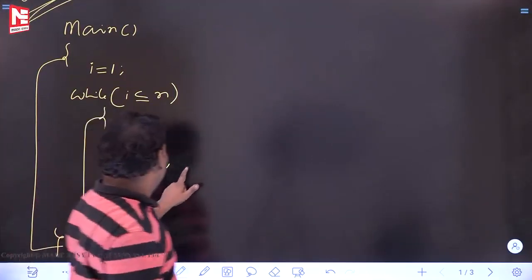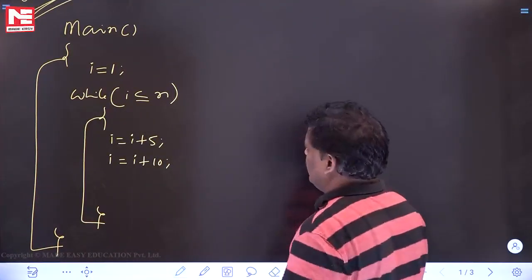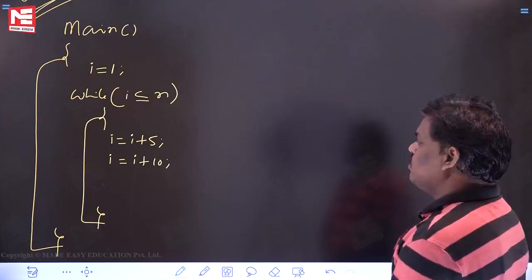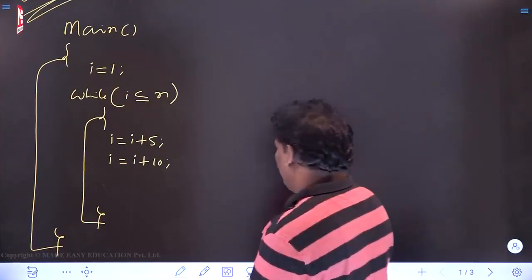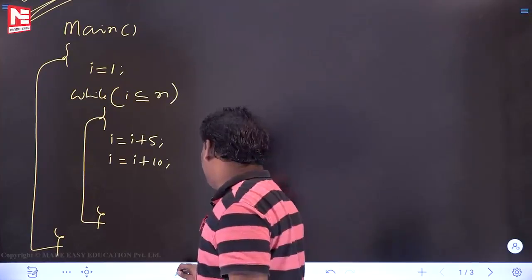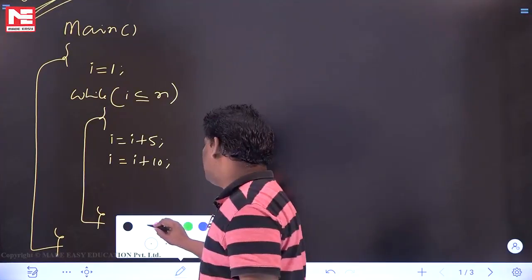Can you help me now? What is the time complexity of this program? i = 1, i less than or equal to n, i = i + 5, i = i + 10. So this is the program. This program's time complexity, how much? You know very well. How much?